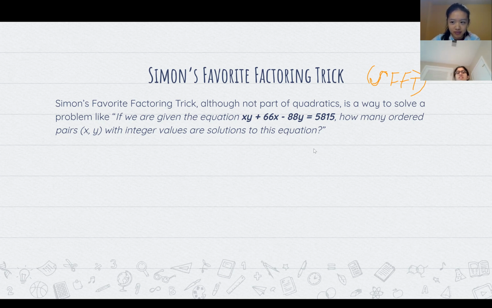You might look at this and say, okay, I don't know how to do this, let me just skip the problem. But actually using Simon's favorite factoring trick, it's relatively easy to solve this. You will be able to do it within 5 minutes. It only works if x and y are integers. If they're not integers, it won't work. But as long as they're integers, this is totally solvable, and you're going to be able to solve it in a few minutes.